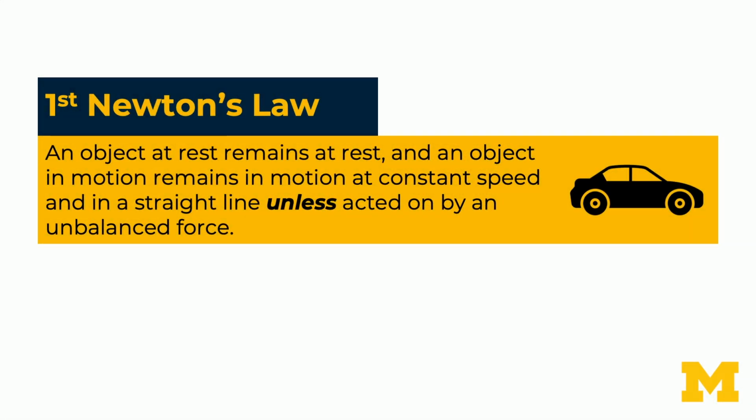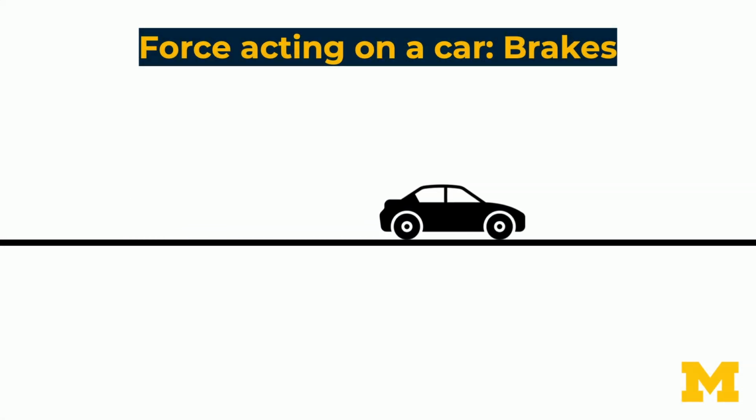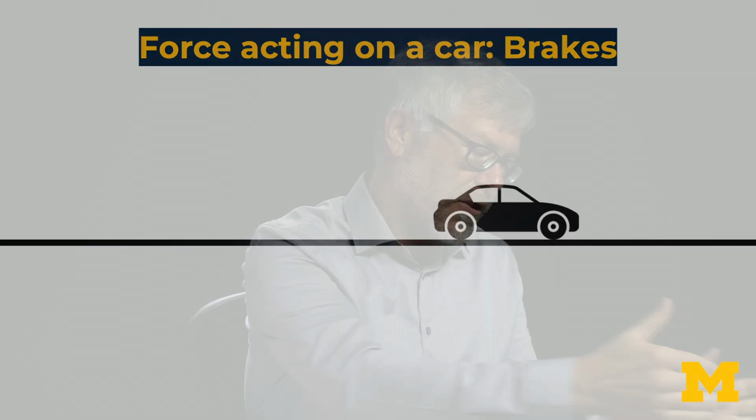So his first law says an object at rest remains at rest, and an object in motion remains in motion at a constant speed and in a straight line unless it is acted on by an unbalanced force. If a car is driving at a constant speed down a very straight road, and we ignore air resistance or anything like that, and it just keeps going straight, unless we apply something like brakes to it, right? Or unless we turn the wheel and we make it turn, which is applying a force on the car also. It will just keep going in the same direction.